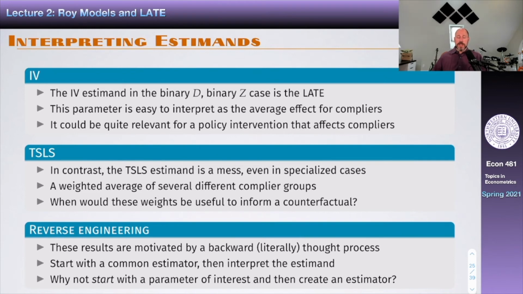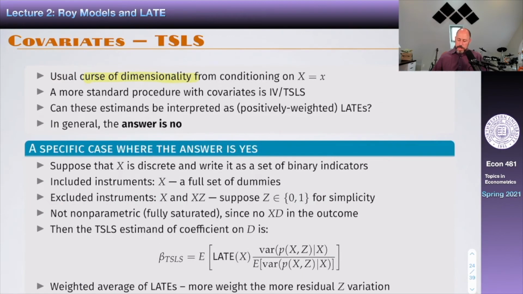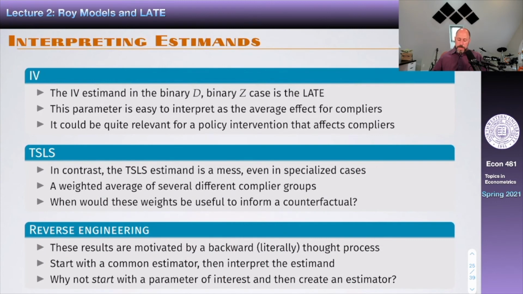So it just matters whether in your application, the group of people that are qualified as compliers are people that you care about, that matter, that are well represented, and whether monotonicity makes sense in the application that you're considering. Two-stage least squares, on the other hand, is a mess. Even in cases that are really specialized, like the case over here, it just starts looking kind of weird. And it's a weighted average of several different complier groups, which also makes it hard to interpret.